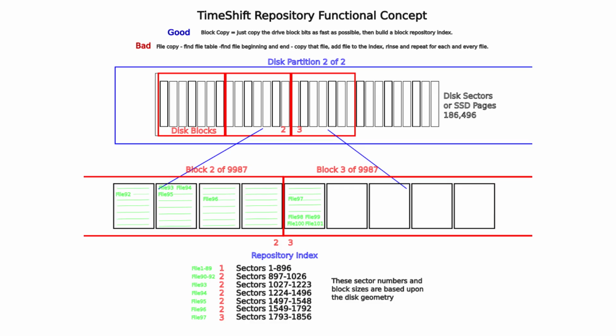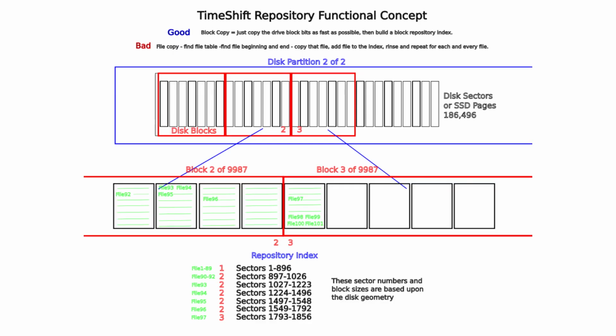So right here, I have disk sectors or SSD pages, whichever you want to call it. These are just examples, 186,000 pages. And those disk sectors in this particular drawing are grouped as 7 sectors per block. Now these all vary based on the parameters of the disk drive geometry, but we're just going to use this for an example.